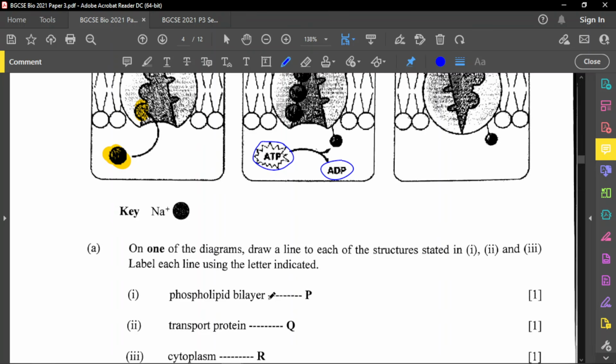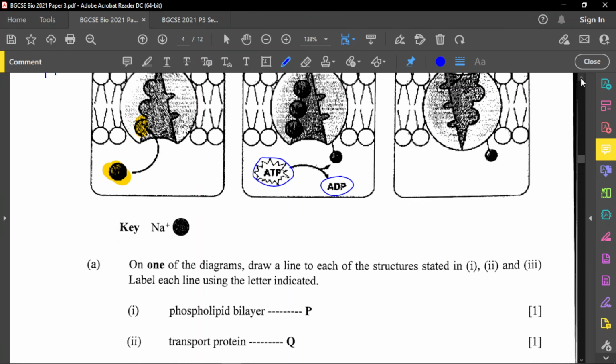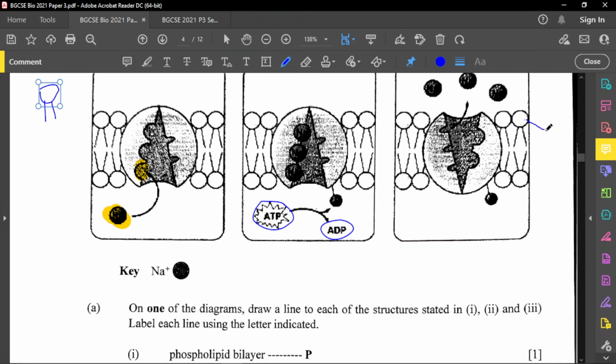The phospholipid bilayer is P. Let's talk about the phospholipid bilayer. I'm going to do like that and call it P. The reason I'm doing that is because bilayer means 2 layers of phospholipids. So just to mention, 2 layers of phospholipid.